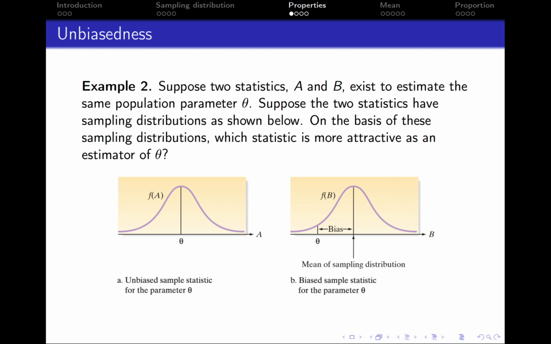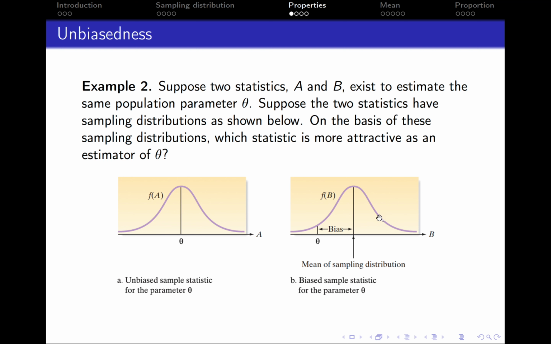And suppose those two statistics have sampling distributions as shown below. On the basis of these sampling distributions, which statistic is more attractive as an estimator of theta? So let's have a look at the graph on the left. In this case, we can see that the mean value of the sampling distribution of A is the same as parameter theta, so both of them are in the middle of the distribution.